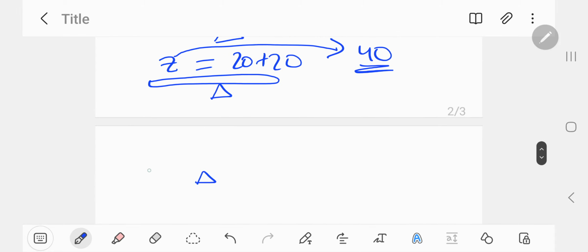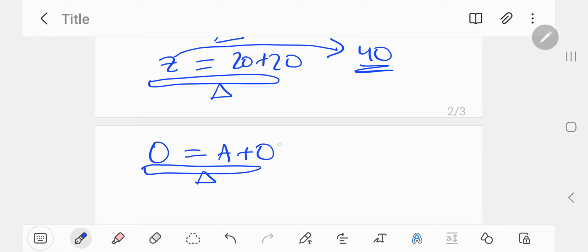Let me ask you a trick one. One last one. 0 is equal to a plus 0. What's a? So something plus 0 is 0. I'm sure you would say 0.